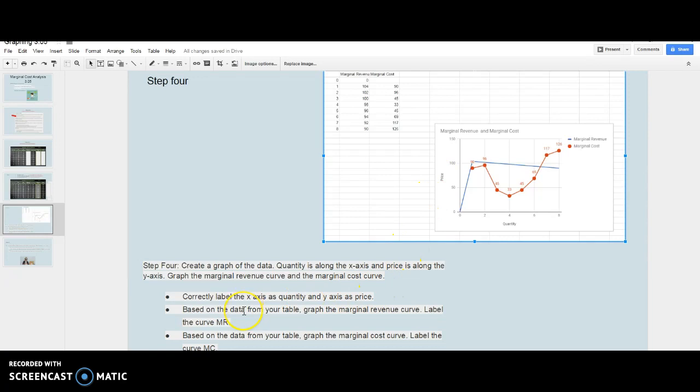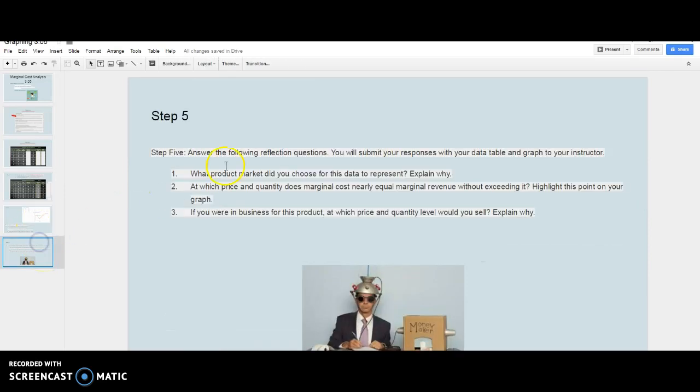So we've got that. Based on the data for your table, graph the marginal revenue curve, label it MR. We did that. MR is blue and MC is red. Okay. Based on the data of your table and the graph marginal cost, we did that as well. So we're doing okay. But what we want to do is answer these questions. In step 5, what product did you choose? I think I said headsets, right? And I would explain headsets because I know if I go to the store right now, I can get myself a headset to use somewhere in the area of $100. So that's why I picked it.